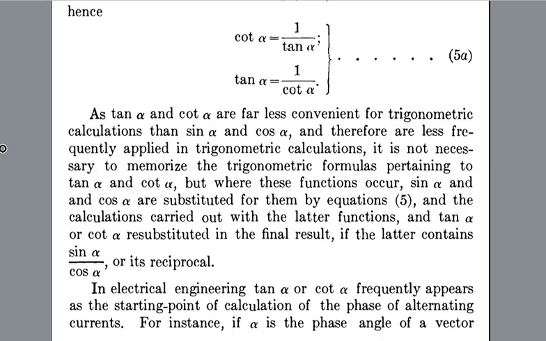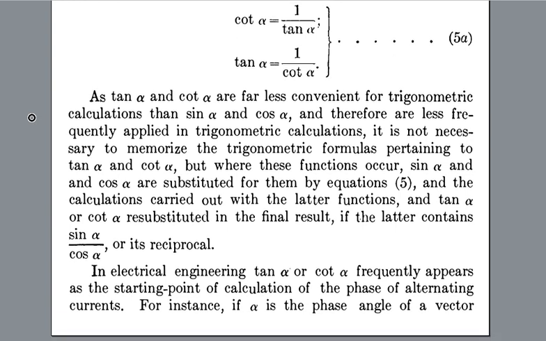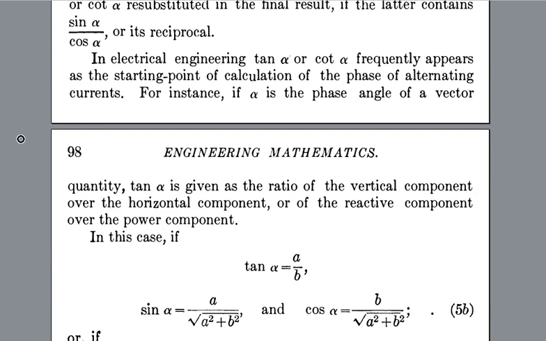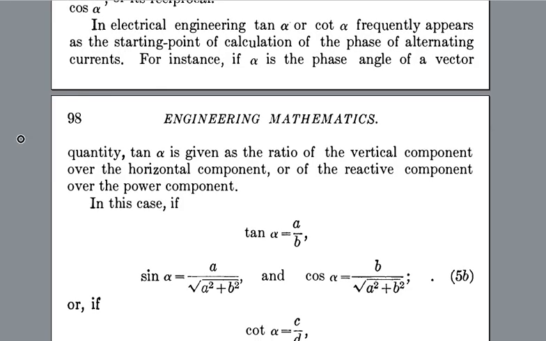In electrical engineering, the tangent of alpha or the cotangent of alpha frequently appears as the starting point for calculating the phase angle in alternating current systems. For example, if alpha represents the phase angle of a vector, the tangent of alpha is defined as the ratio of the vertical component to the horizontal component, or equivalently, the ratio of the reactive component to the power component.